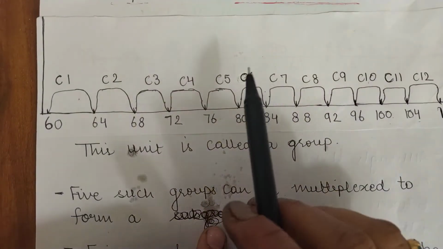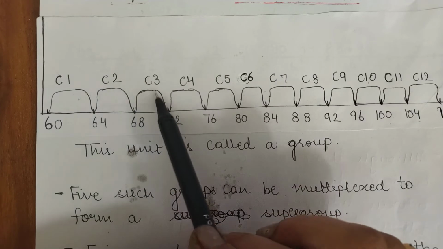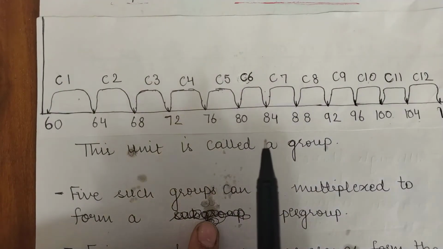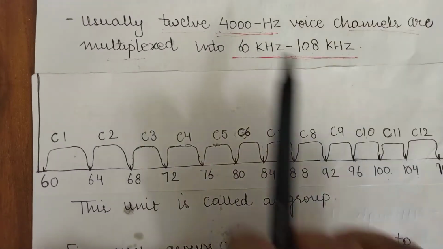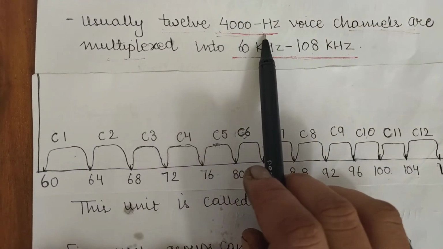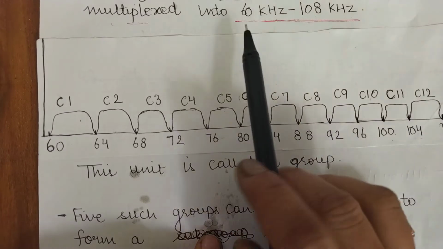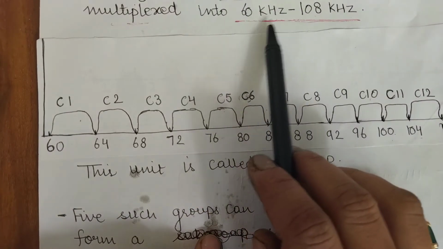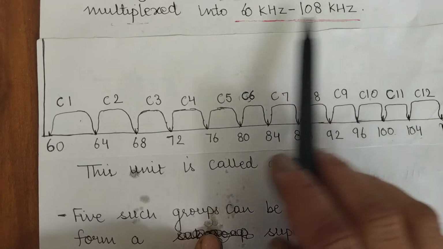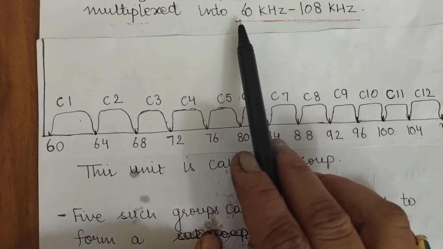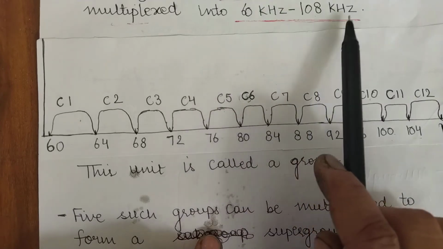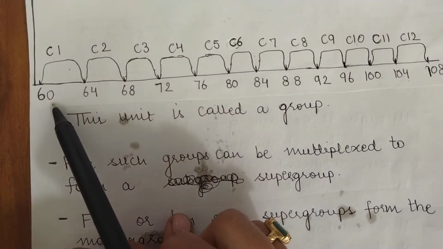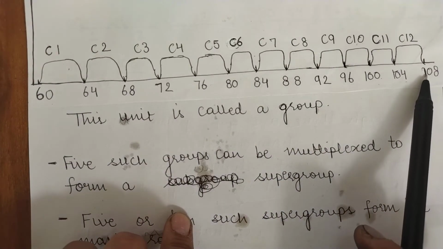See, as I said, there are 12 such channels. So 1, 2, 3, 4, 5, 6, 7, 8, 9, 10, 11, 12. There are 12 such channels. Each channel has a frequency of 4000 Hertz, right? And they are within the range of 60 to 108 kilohertz. That is, the frequencies are divided for 12 such channels, and the starting to ending range of the frequency is from 60 kilohertz to 108 kilohertz. So like here you can see it starts from 60 kilohertz and ends at 108 kilohertz.